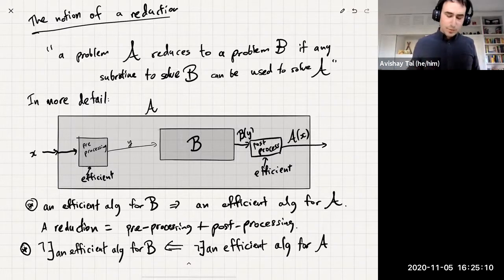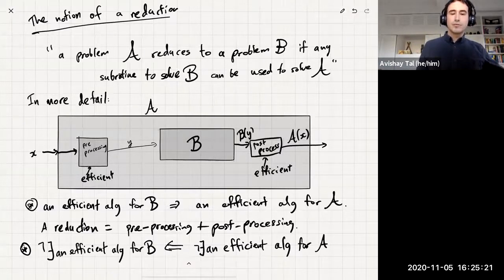Probably in the homework, you used a lot of reductions, right? Every time that you use a known algorithm that solves some known problem, if you think about it, and you're not opening up the algorithm, then you're using a reduction.